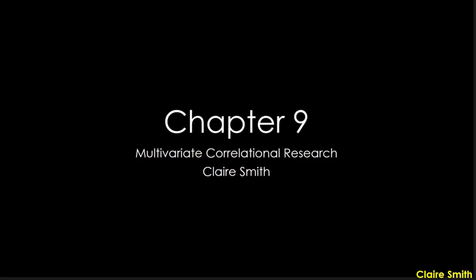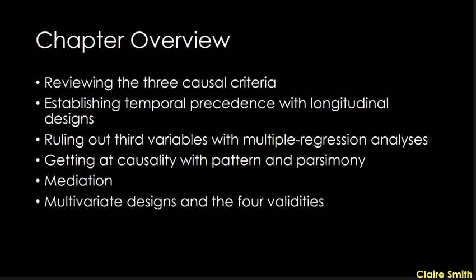All right, so chapter 9, multivariate correlational research. In this chapter, little chapter overview, I'm going to review the 3 causal criteria, which we've done multiple times already, but going over that one more time. Establishing temporal precedence with a longitudinal design, ruling out third variables with multiple regression analyses, getting at causality with pattern and parsimony, mediation, and then multivariate designs and the 4 validities.